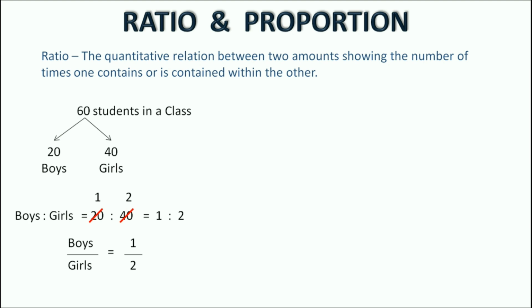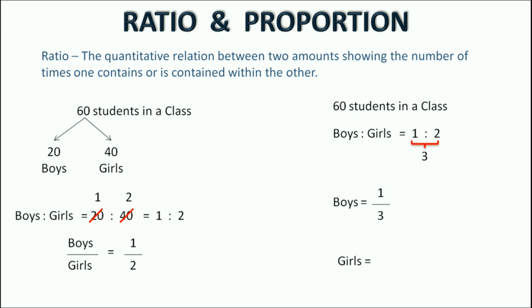If in a problem, the total number of students and the ratio of boys to girls are given, and we are asked to find the number of boys and the number of girls, then we can easily find it using the splitting method. If we add the values of both the sides of the ratio, we get 3. That means, for every 3 students, there are 1 boy and 2 girls. Or we can also say 1/3 of the class are boys, and 2/3 of the class are girls.